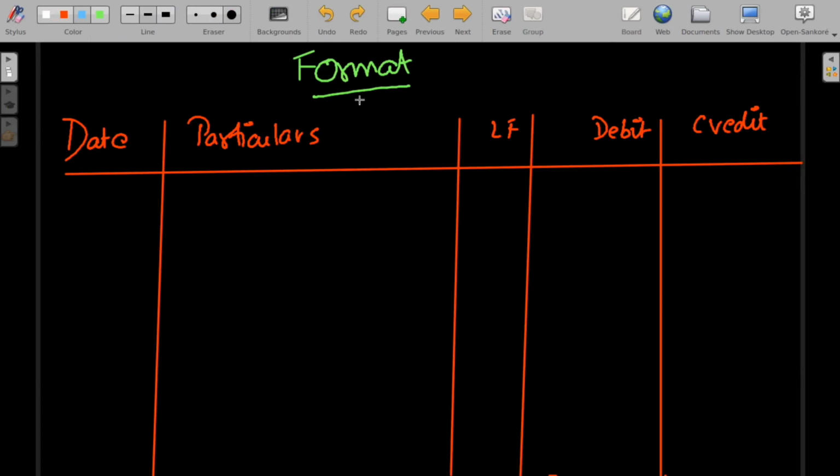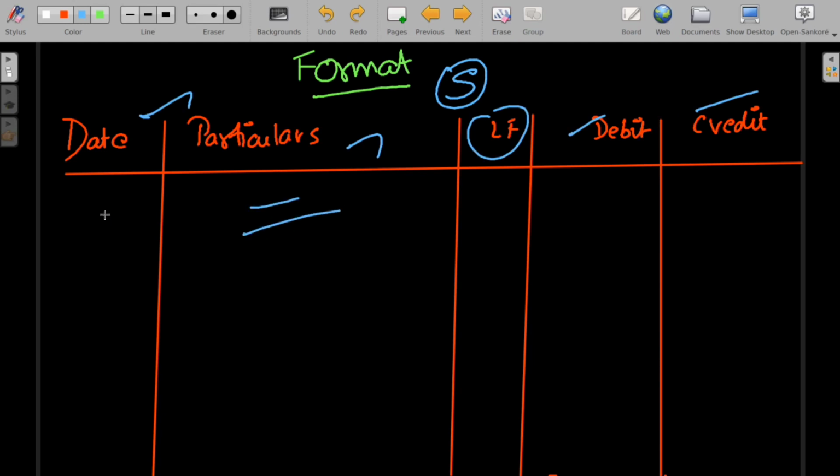This format contains 5 columns: date, particulars, LF, which is known as ledger folio, and your debit and your credit column. So your journal entries will be passed in your particulars column, along with the date of the transaction and the amount to be debited and credited. And ledger folio will be affected in the ledger book.